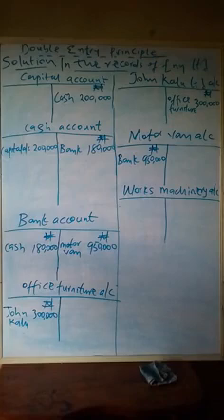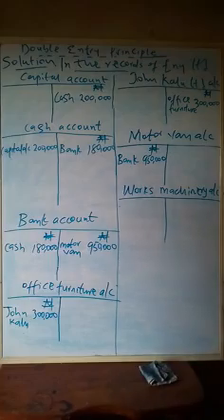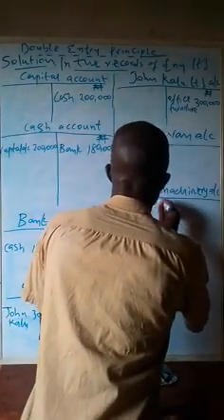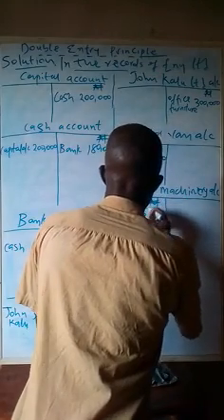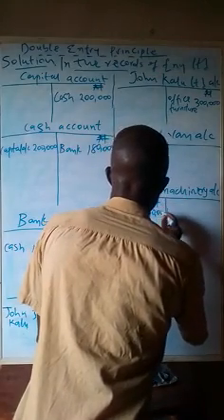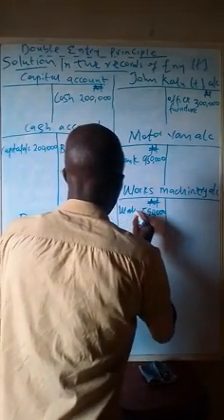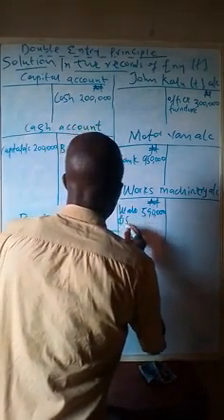Bought works machinery from Wale and Sons on credit, 590,000 naira. So works machinery is receiving 590,000 naira from where? From Wale and Sons.